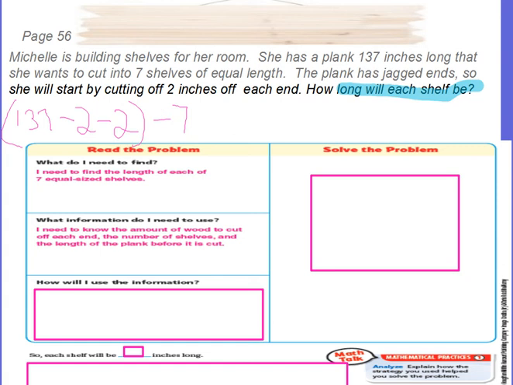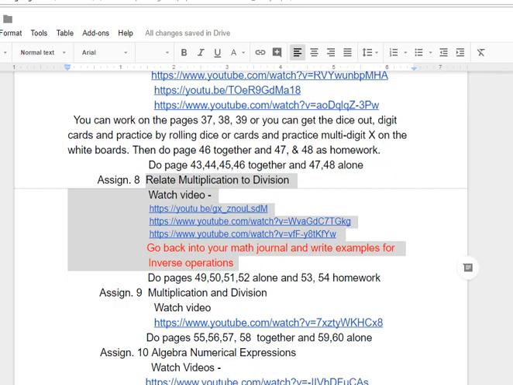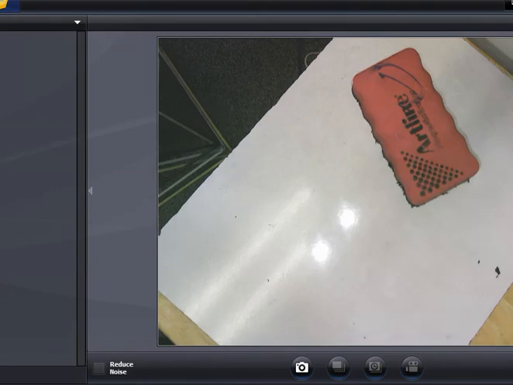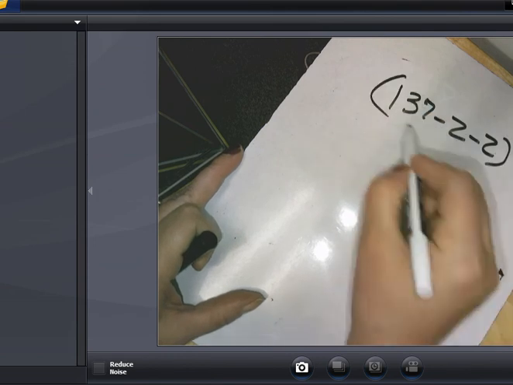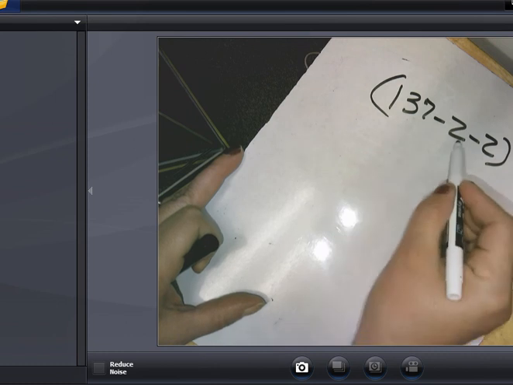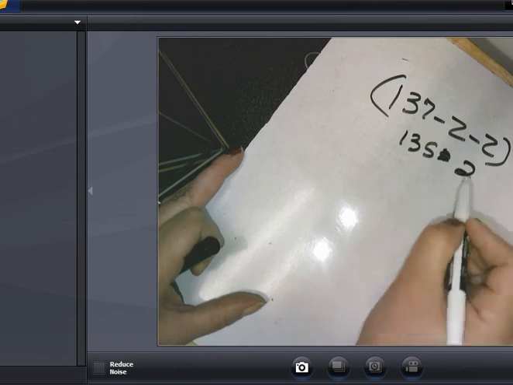So how can I use that information? I will first subtract 2 inches from each end of the plank so that I know what length is being divided by 7, just what we said. So how can we solve this problem? Well, we can go to what we already know. I had 137 subtracted by 2, that was my first part. And I did this part first, and that's 135. And if I subtract 2 again, I get 133.